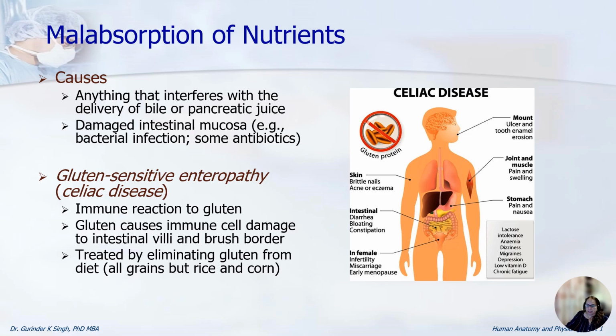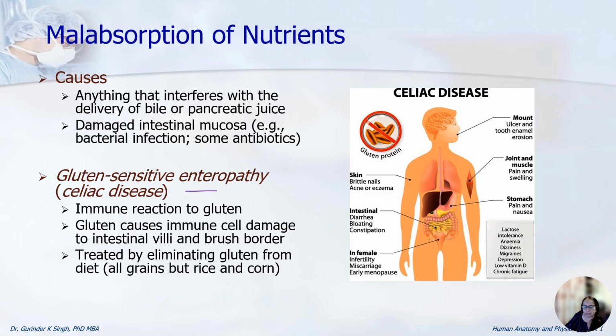One of the homeostatic imbalances which can occur in absorption is malabsorption of nutrients, and there can be many different causes for it. It could be anything that interferes with the delivery of, say, bile salts or pancreatic juices, or your mucosa is damaged because of a bacterial infection or some antibiotics. Or you may also have what we call gluten sensitive enteropathy, or what is known as celiac disease.